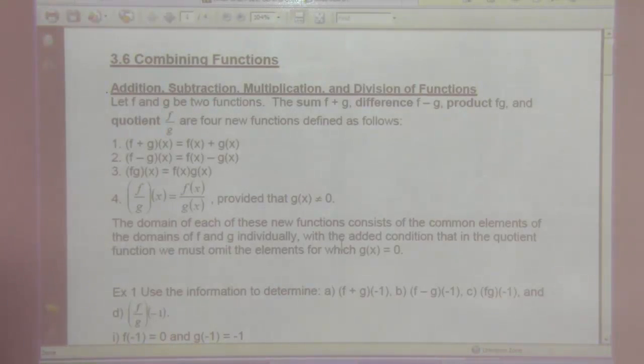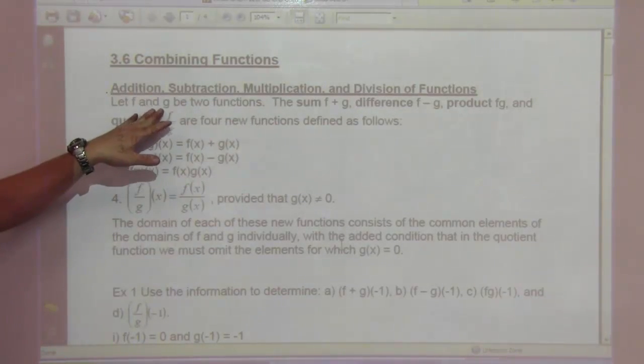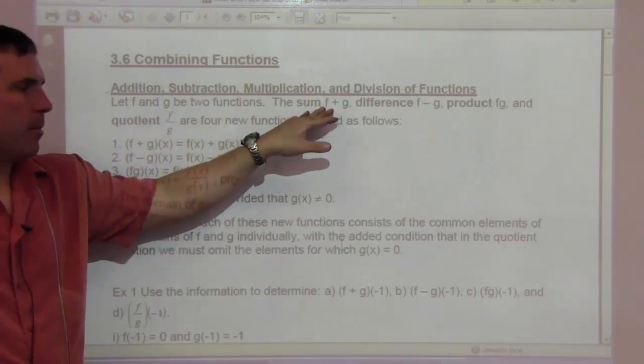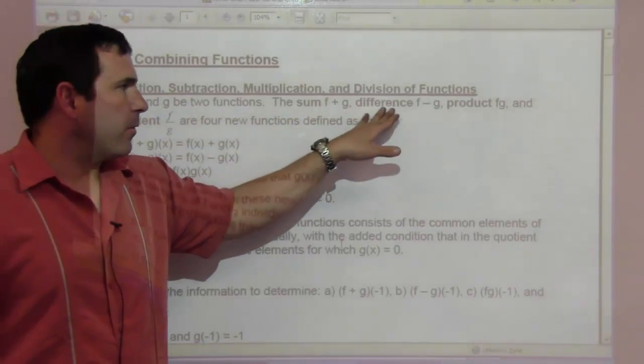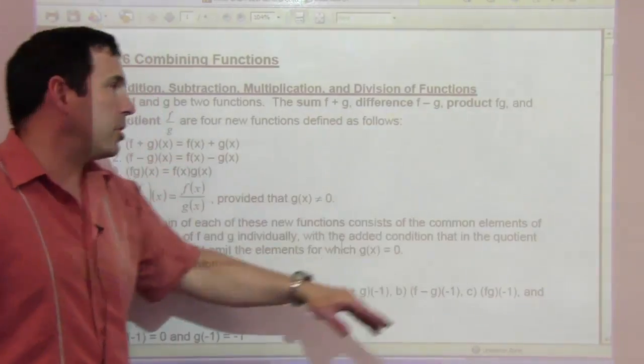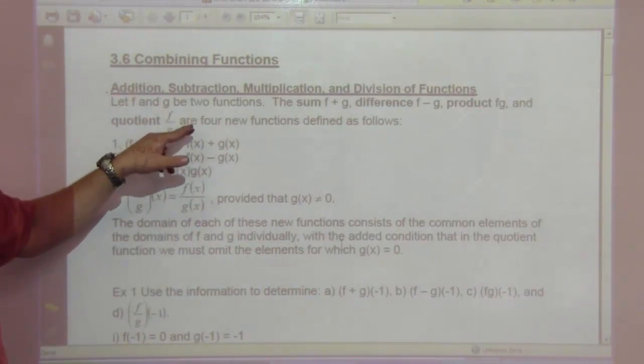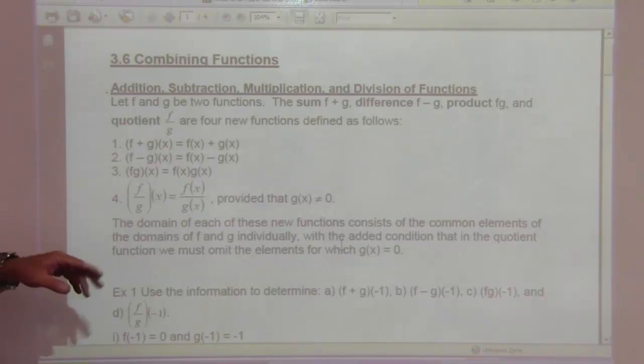So addition, subtraction, multiplication, and division of functions would be the following. Let f and g be two functions. The sum f plus g, difference f minus g, product f times g, and quotient f divided by g are four new functions defined as follows.